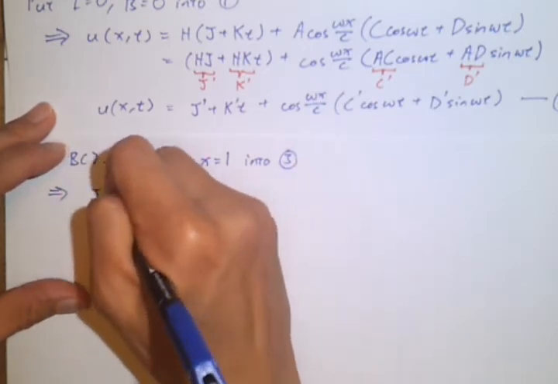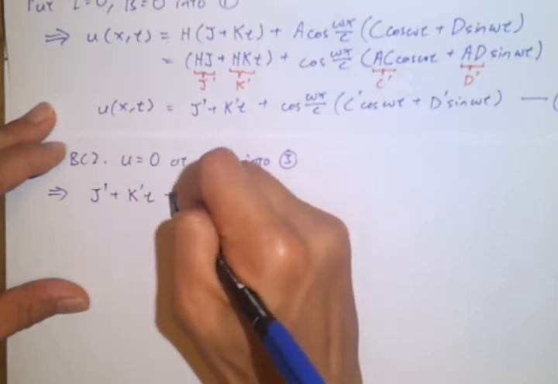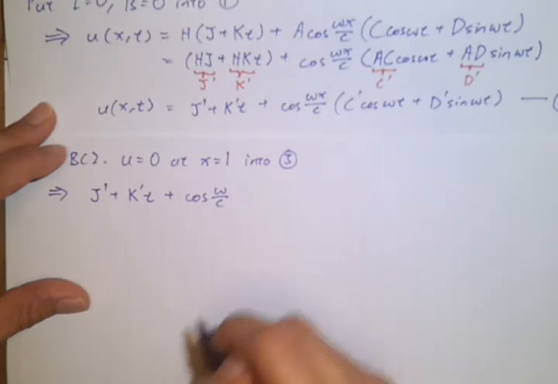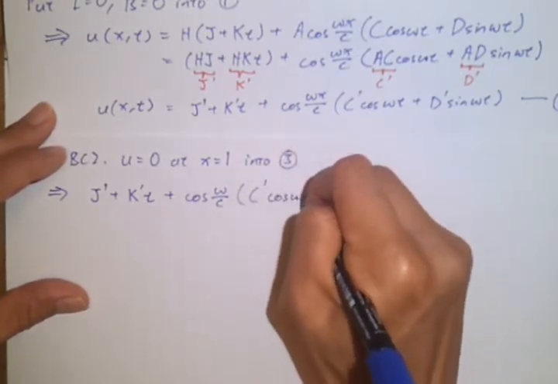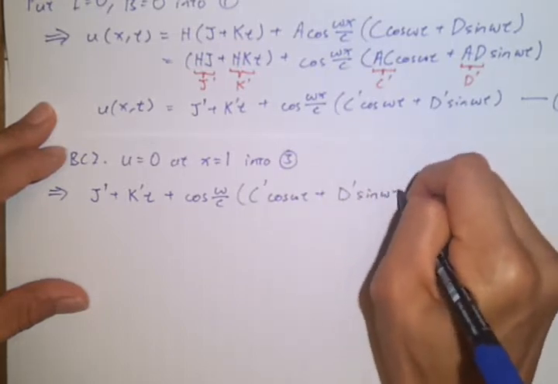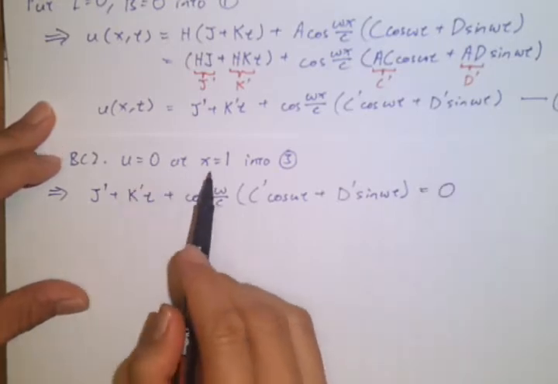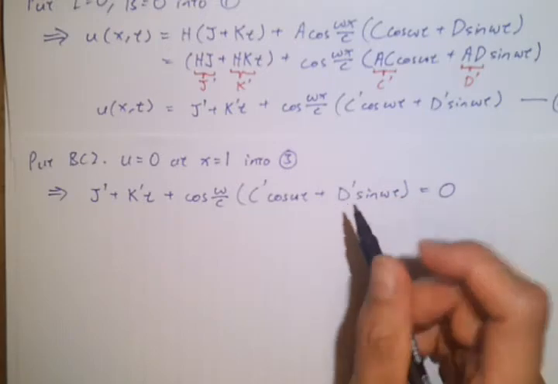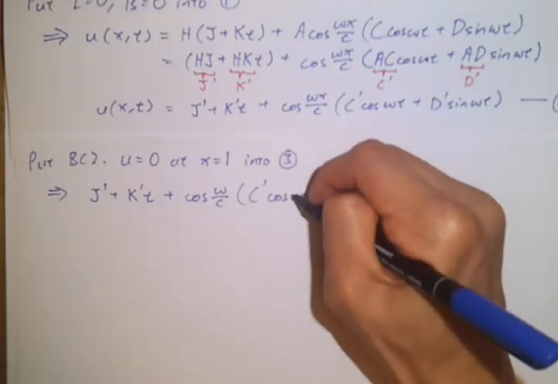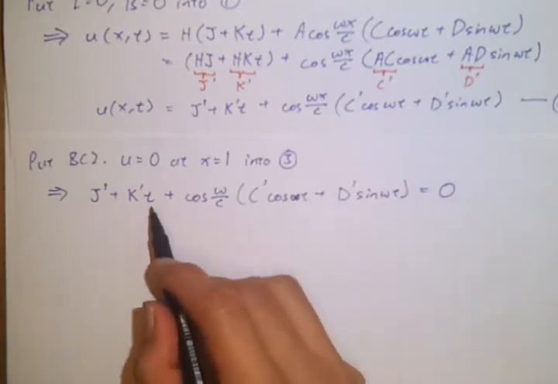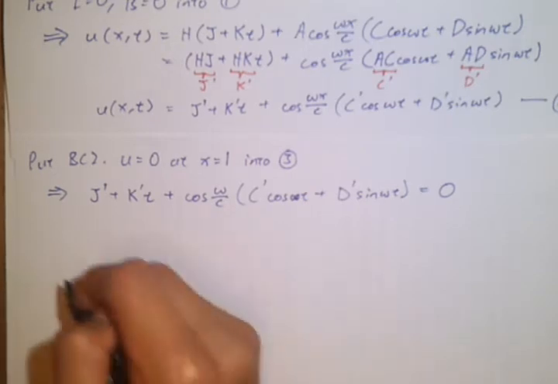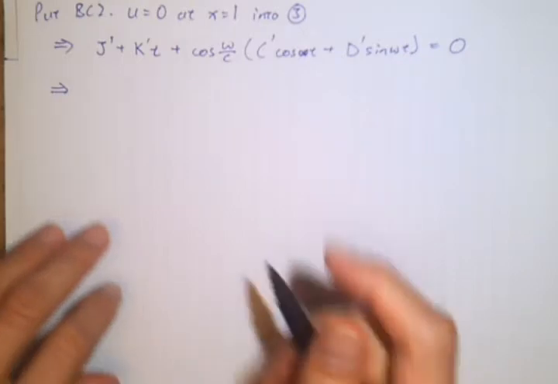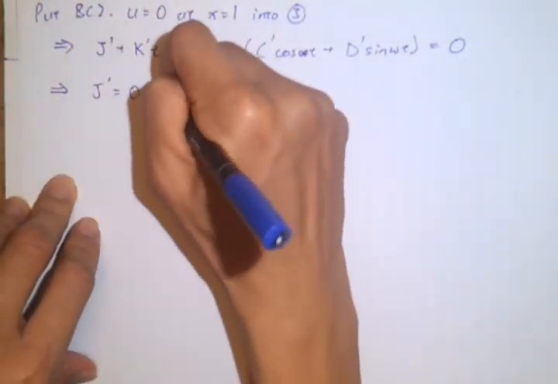So I get j prime plus k prime t plus cos omega times 1, divided by c, times c prime cos omega t plus d prime sine omega t, and this has to be equal to 0, because when I put x equals 1 into my solution, u has to be 0. Remember, this has to be 0 regardless of the values of t. So you have no choice but to make j prime plus k prime t equal to 0 for all values of t. Your j prime must be 0, your k prime must be 0.